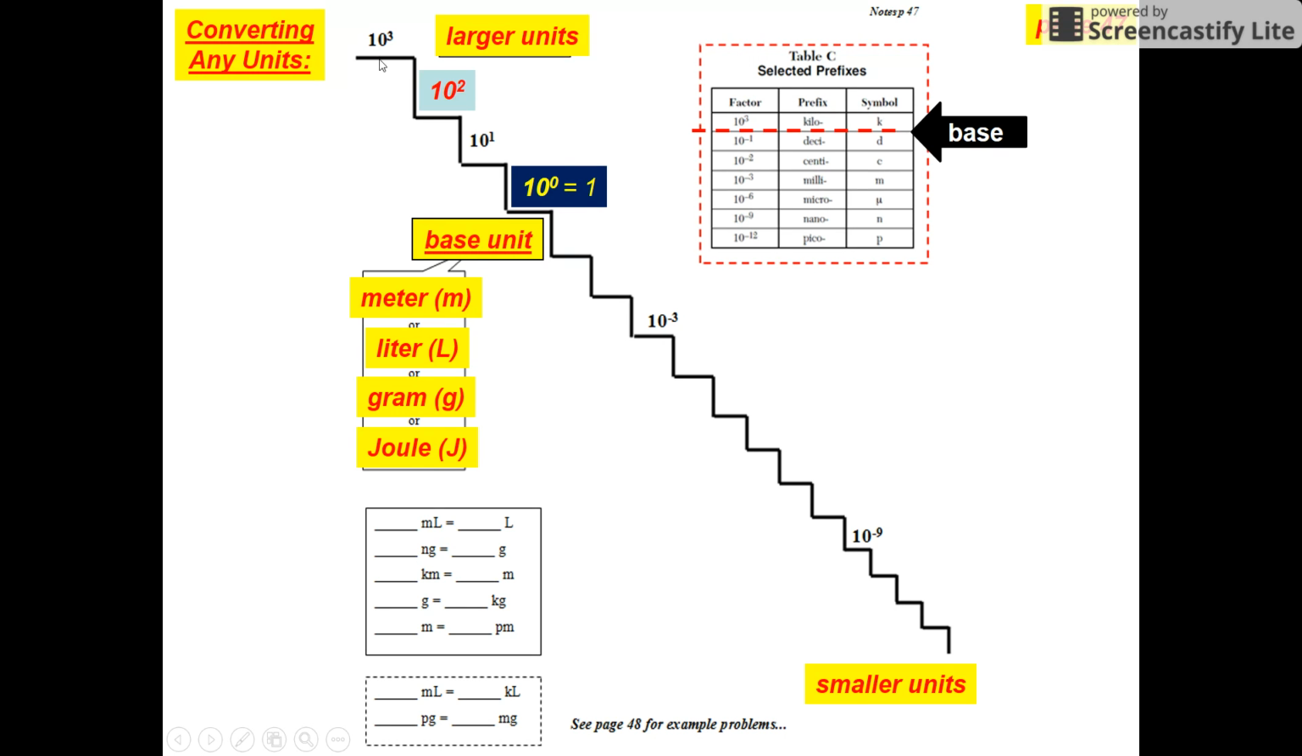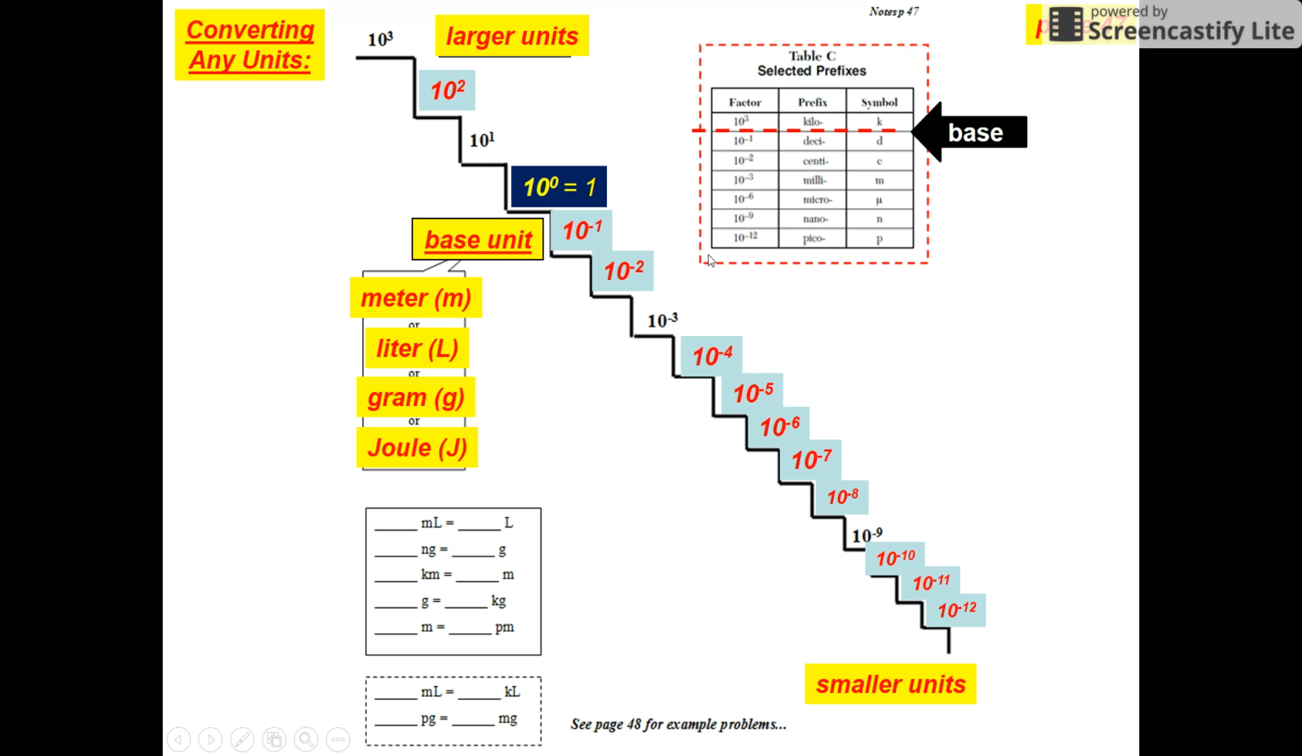Okay, so if this is 10 to the third, this stair step will be 10 to the second, 10 to the first. Then we got our base unit, 10 to the 0, 10 to the negative 1, 10 to the negative 2, 10 to the negative 3. I put some in here so that you can get these in the right places. 10 to the negative 4, negative 5, negative 6, 7, 8, 9, 10, 11, all the way down to 10 to the minus 12. That's about how small we have to go for things like picometers, which are good for measuring the size of atoms and ions.